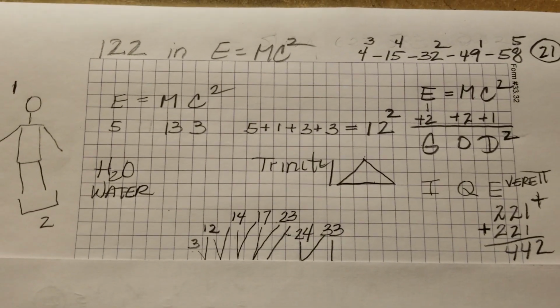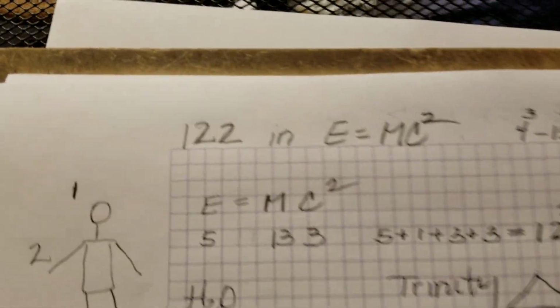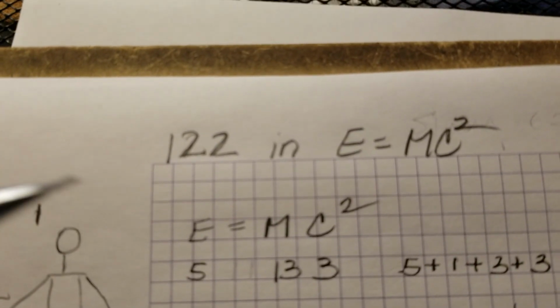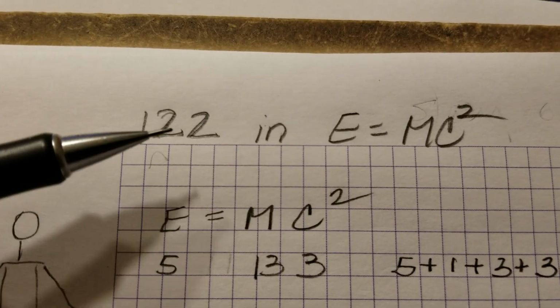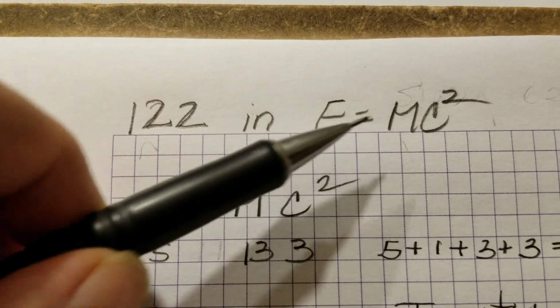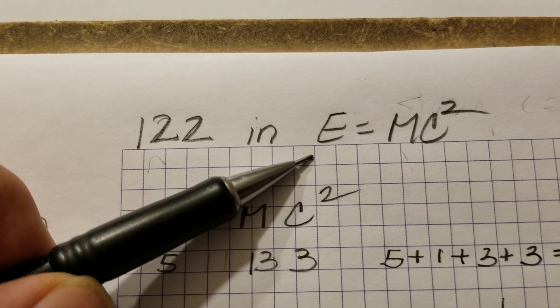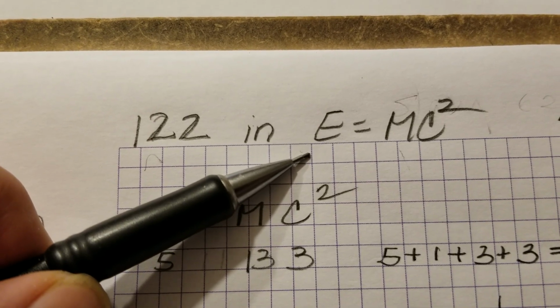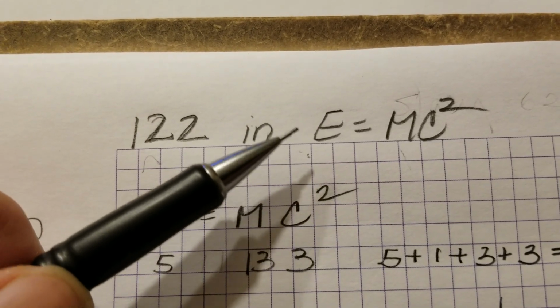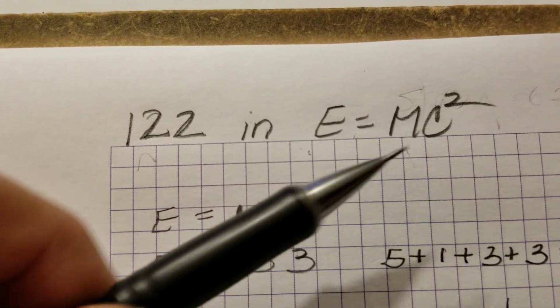Hello, this is Ever Pierce, and this video, as you can see here, we got labeled as 122 in E equals MC squared. So we've heard of the old saying, in the beginning was the Word, and the Word was God. So in the beginning was the Word, E equals MC squared.